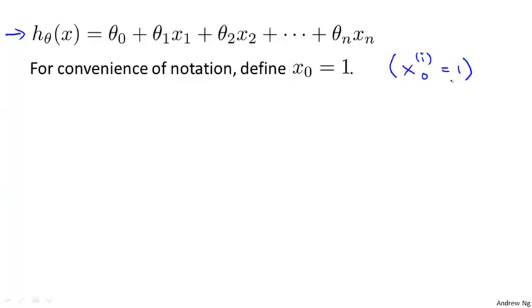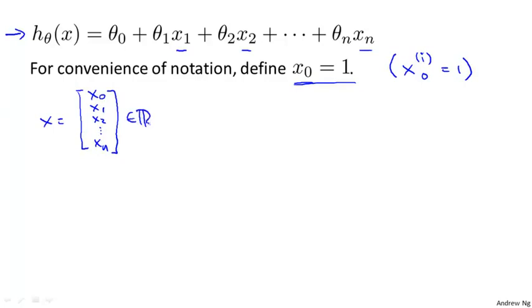So whereas previously I had n features x1, x2 through xn, I'm now defining an additional sort of 0 feature vector that always takes on the value of 1. So now my feature vector x becomes this n plus 1 dimensional vector that is 0 indexed. So this is now an n plus 1 dimensional feature vector, but I'm going to index it from 0.